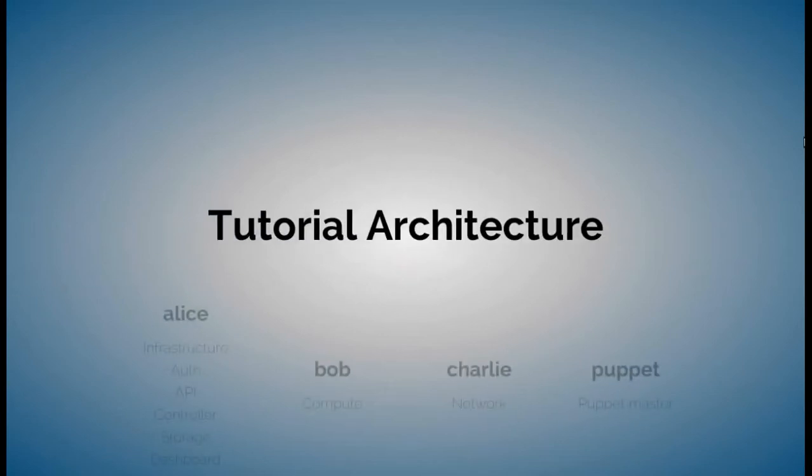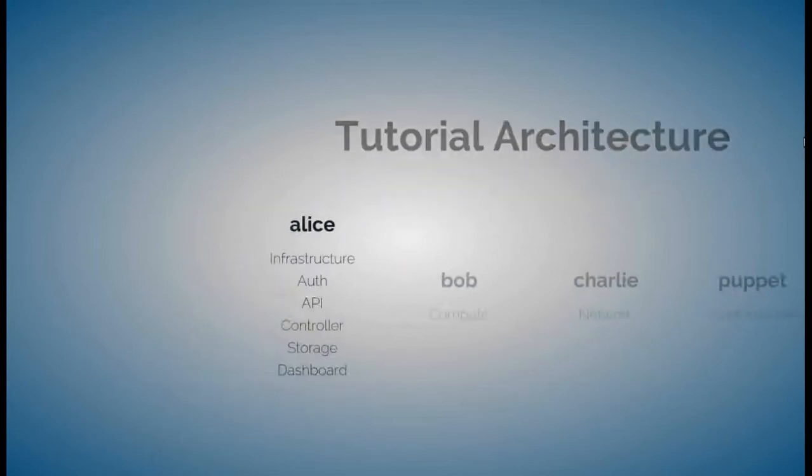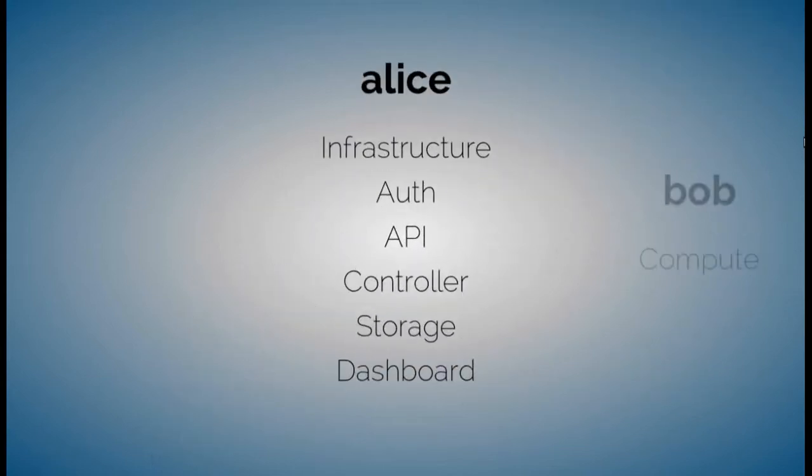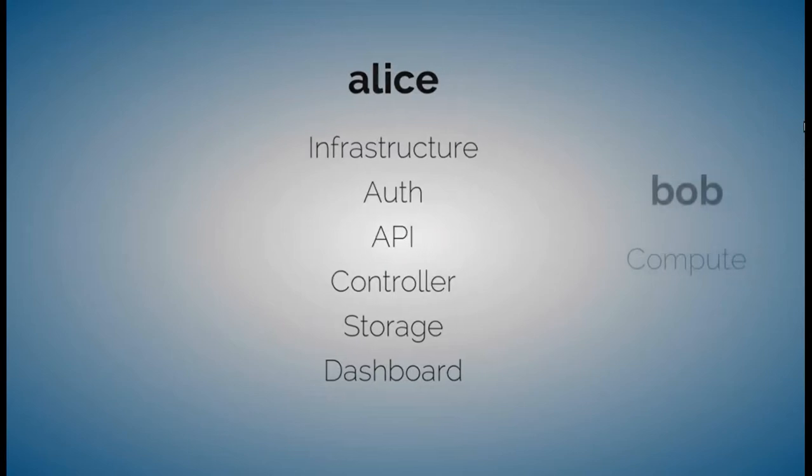In this tutorial, we are following an architecture that I'll explain briefly. We have one node, which is sort of our master node, which combines six of the aforementioned roles. It's called Alice. It's our infrastructure, authentication, API, controller, storage, and dashboard node. There is no necessity that we coalesce all of these roles onto a single node. We might as well have distributed them across several. But in this case, for the sake of convenience, we're putting them all on one.